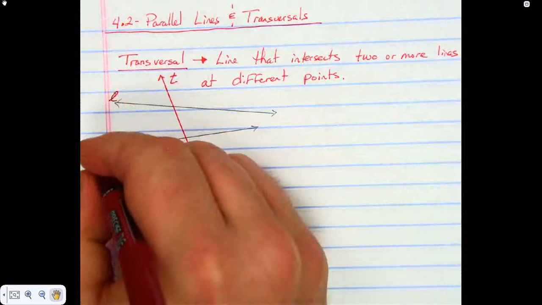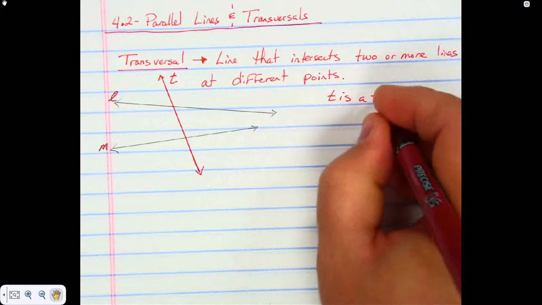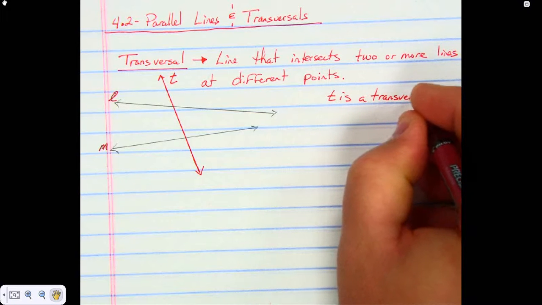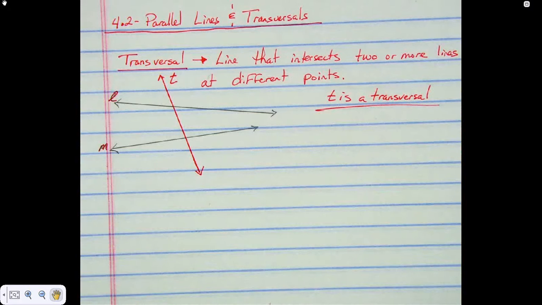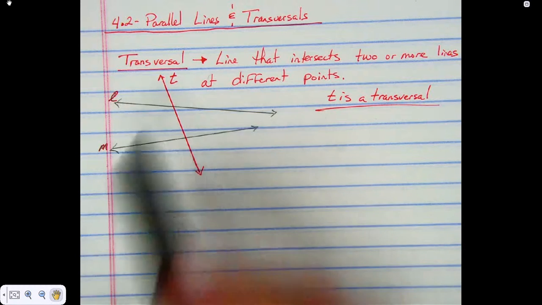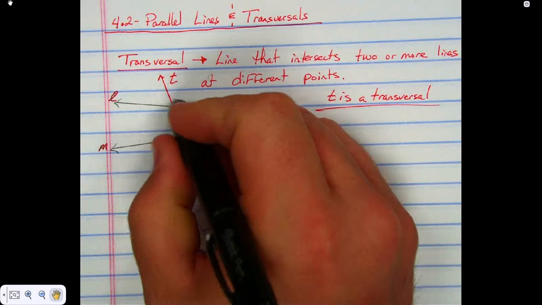We're going to call it line T. Is a transversal. Can anybody tell me what's created? When it intersected this line, what was created? Angles. When this line intersected here, how many angles were made?